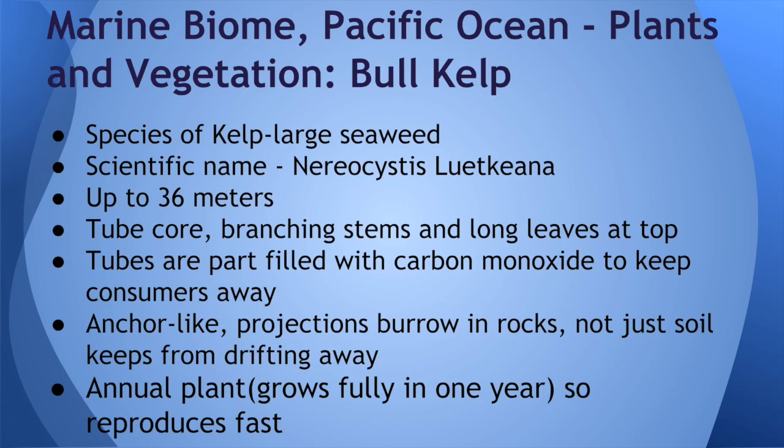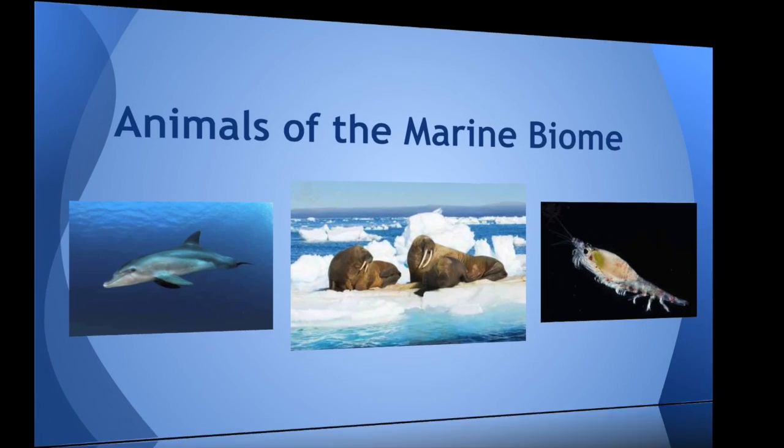And then anchor-like projections burrow in rocks and not just soil, which helps them anchor into things. Also, since it's filled with carbon monoxide, it is toxic, and so predators will not want to go there. And so it is an annual plant, so it grows fully in 1 year, which helps it reproduce faster. And so here's Rose with plants and animals.